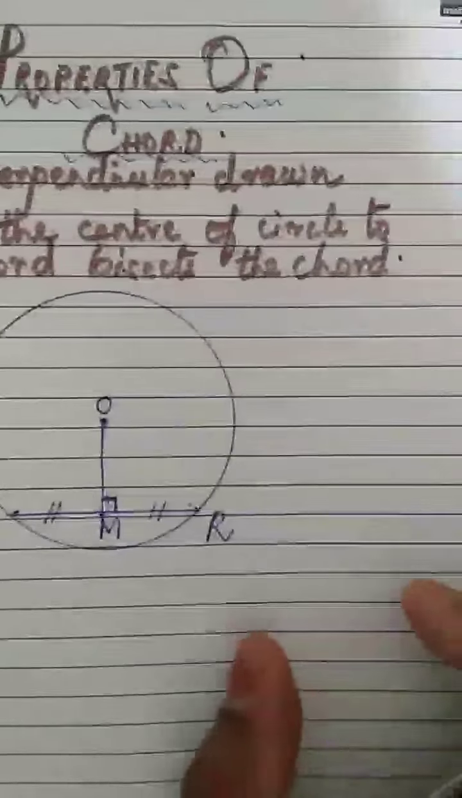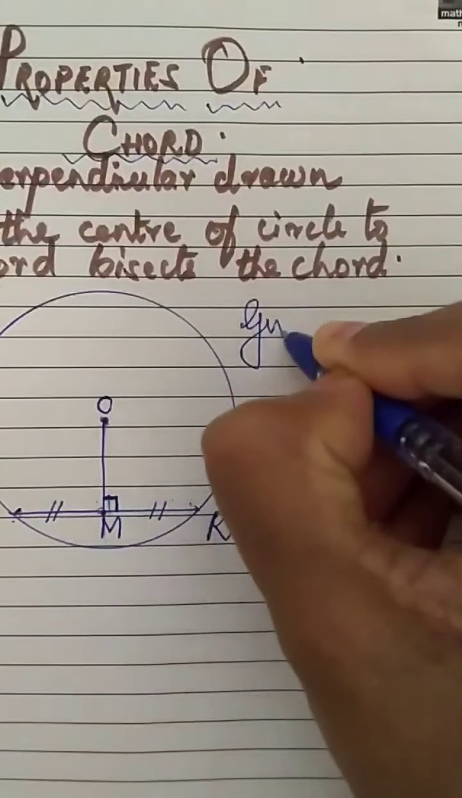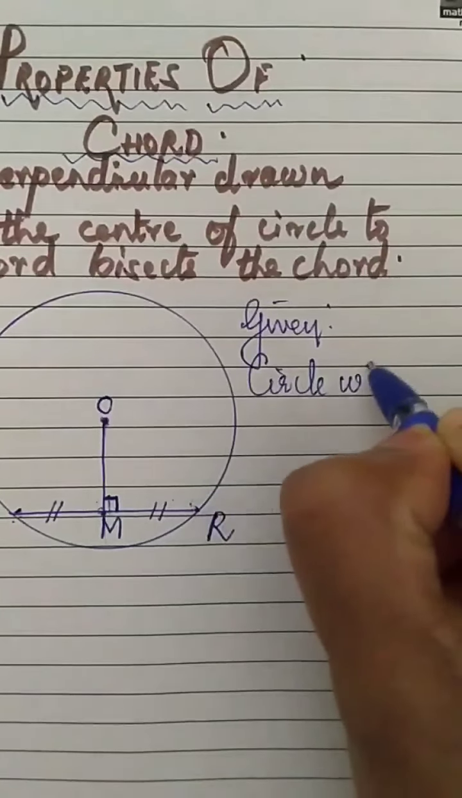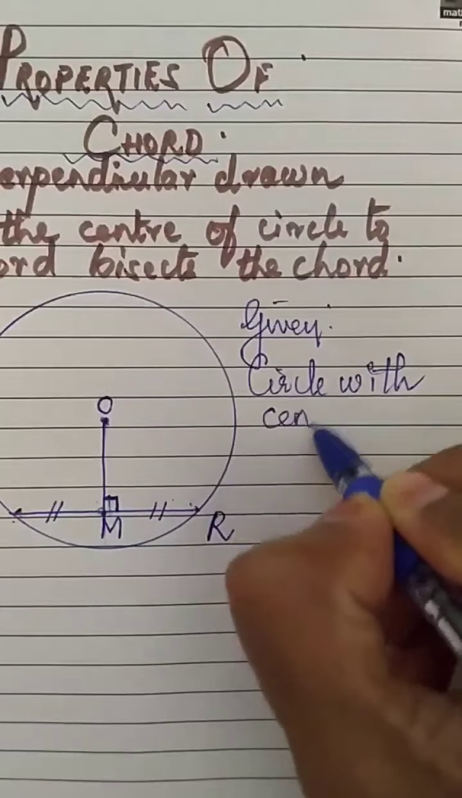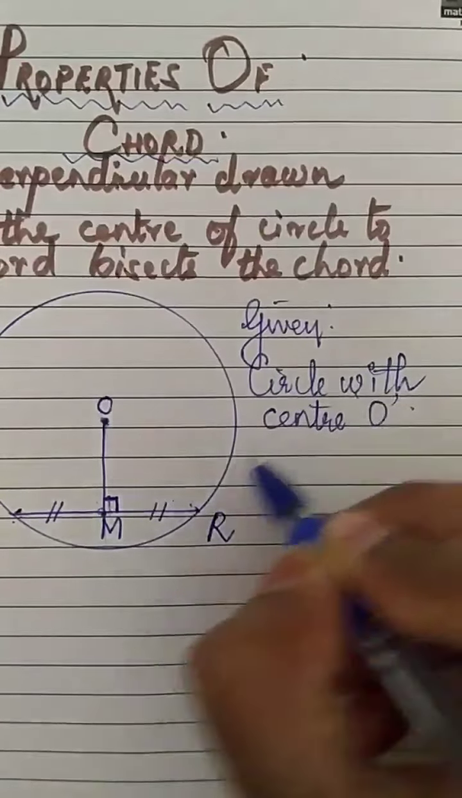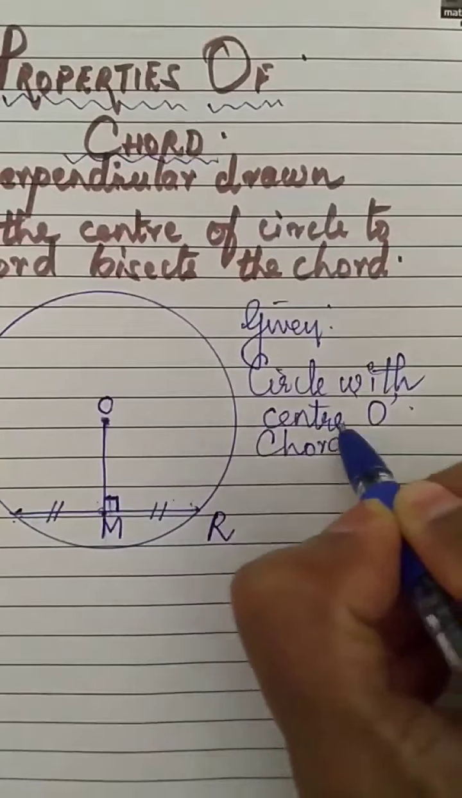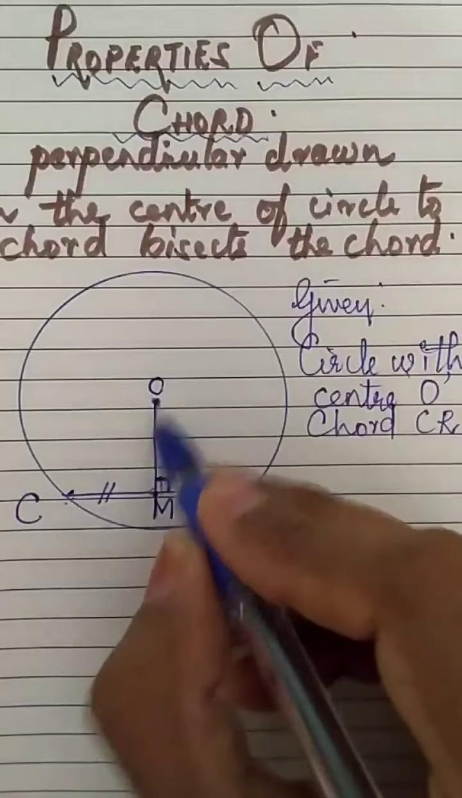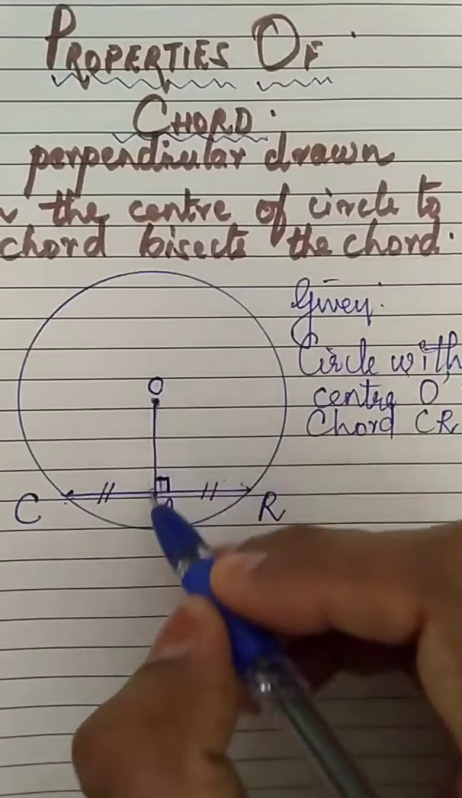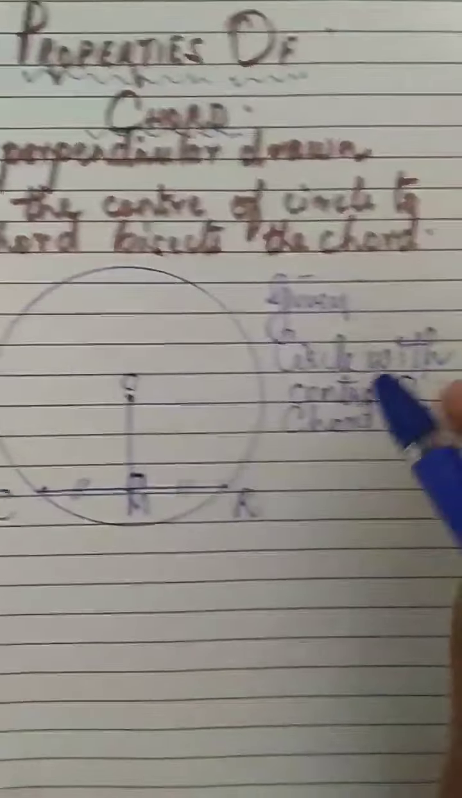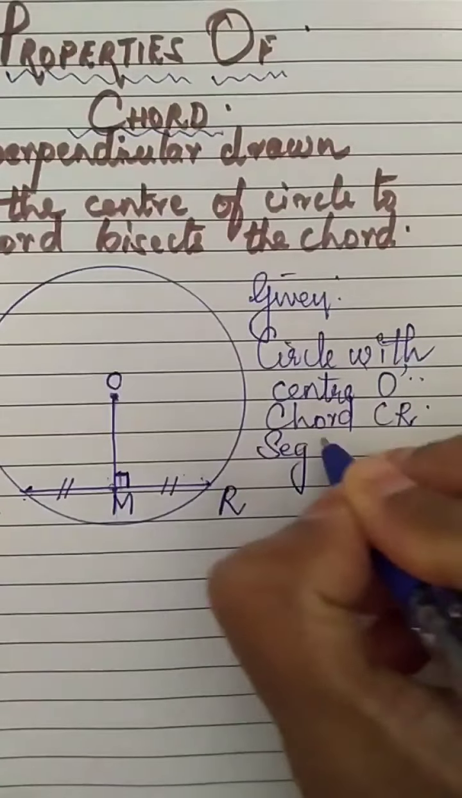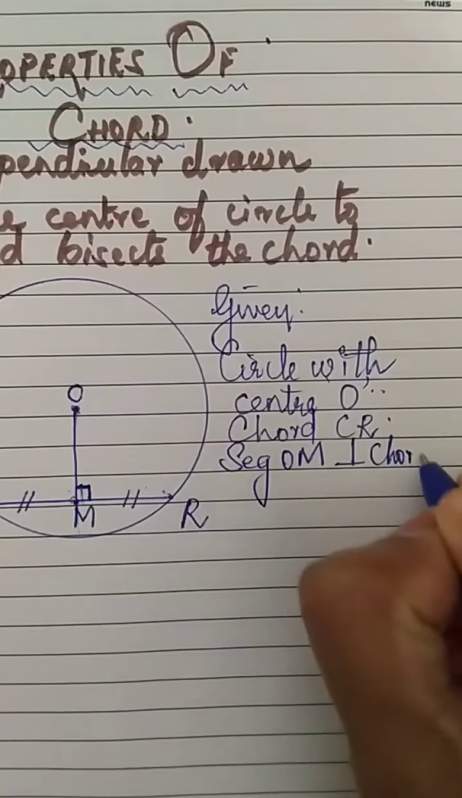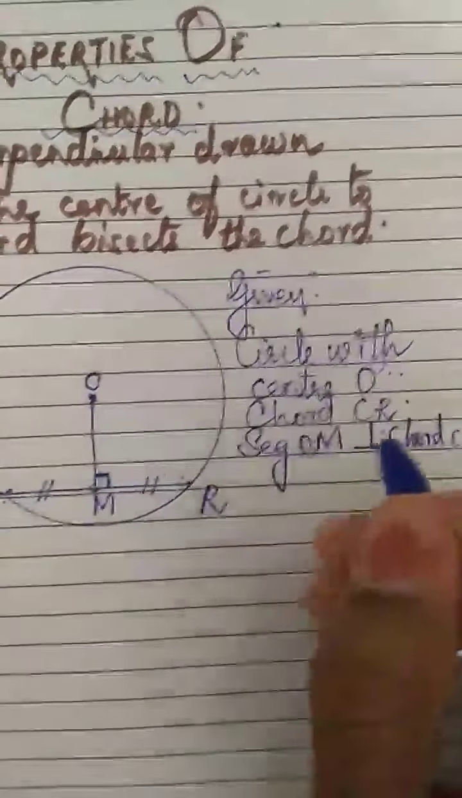Okay, so in this figure, what all things are given? I'll write here. Given: circle with center O. Then we have a chord. What is the name of the chord we took? CR. Then we have a perpendicular. ये भी दिया है ना, the perpendicular who is coming and attacking it. So we will write segment OM perpendicular to chord CR. So this much is given.